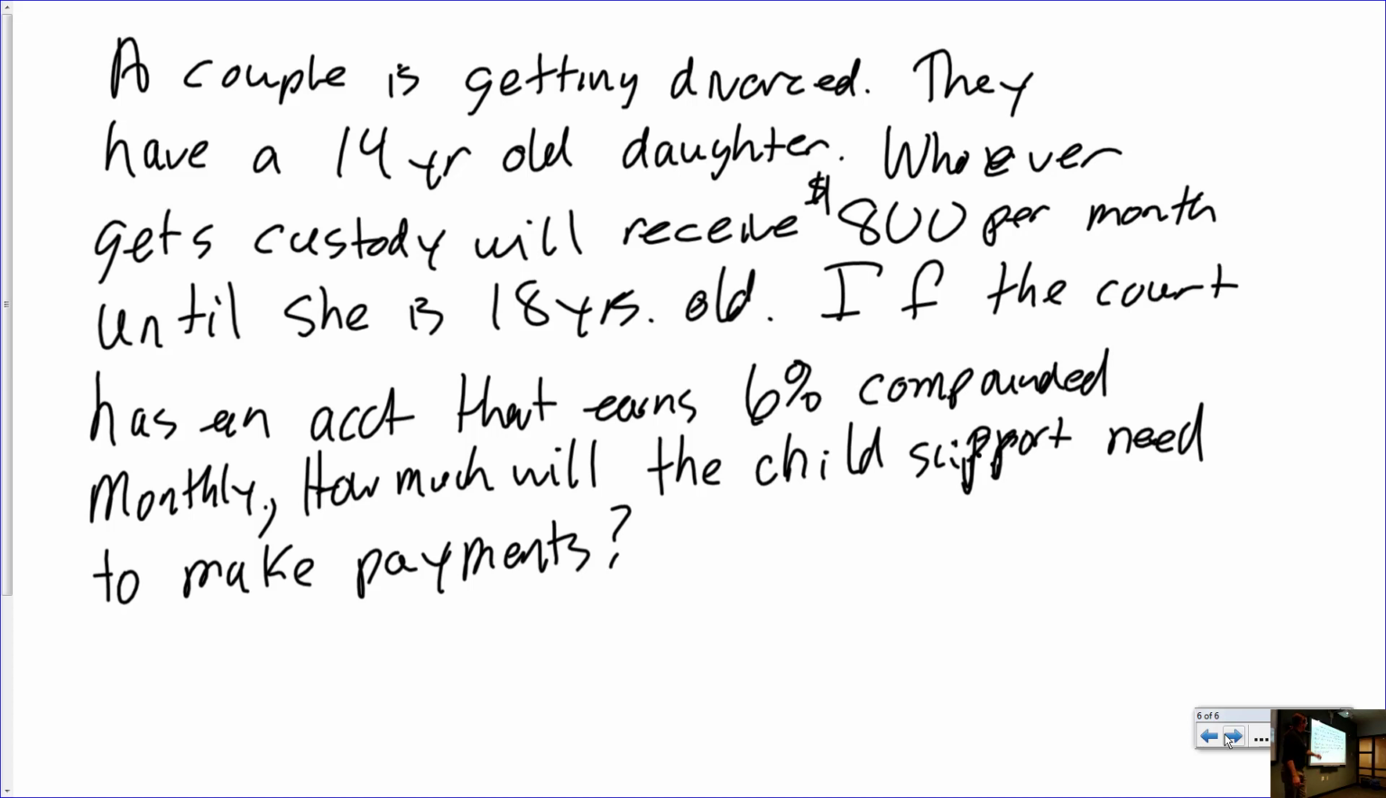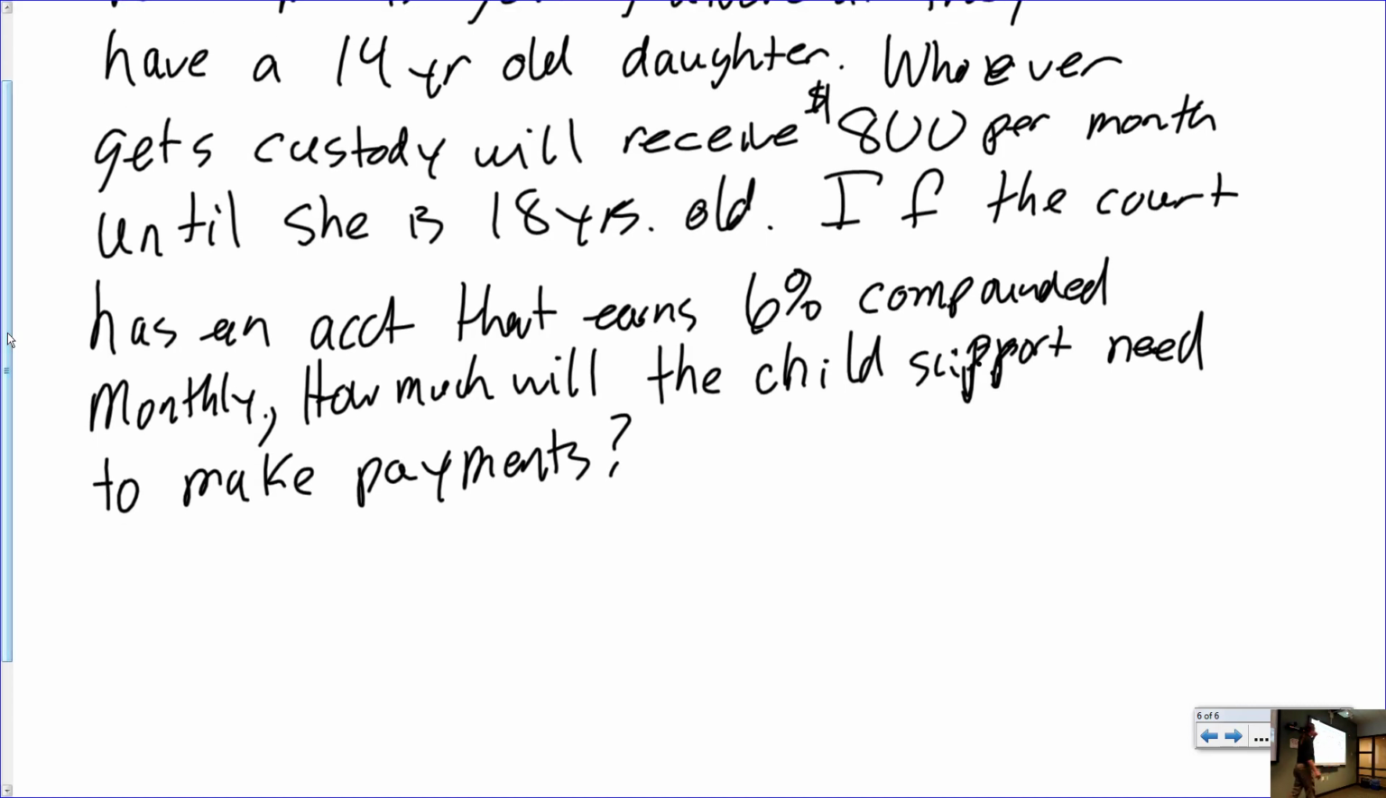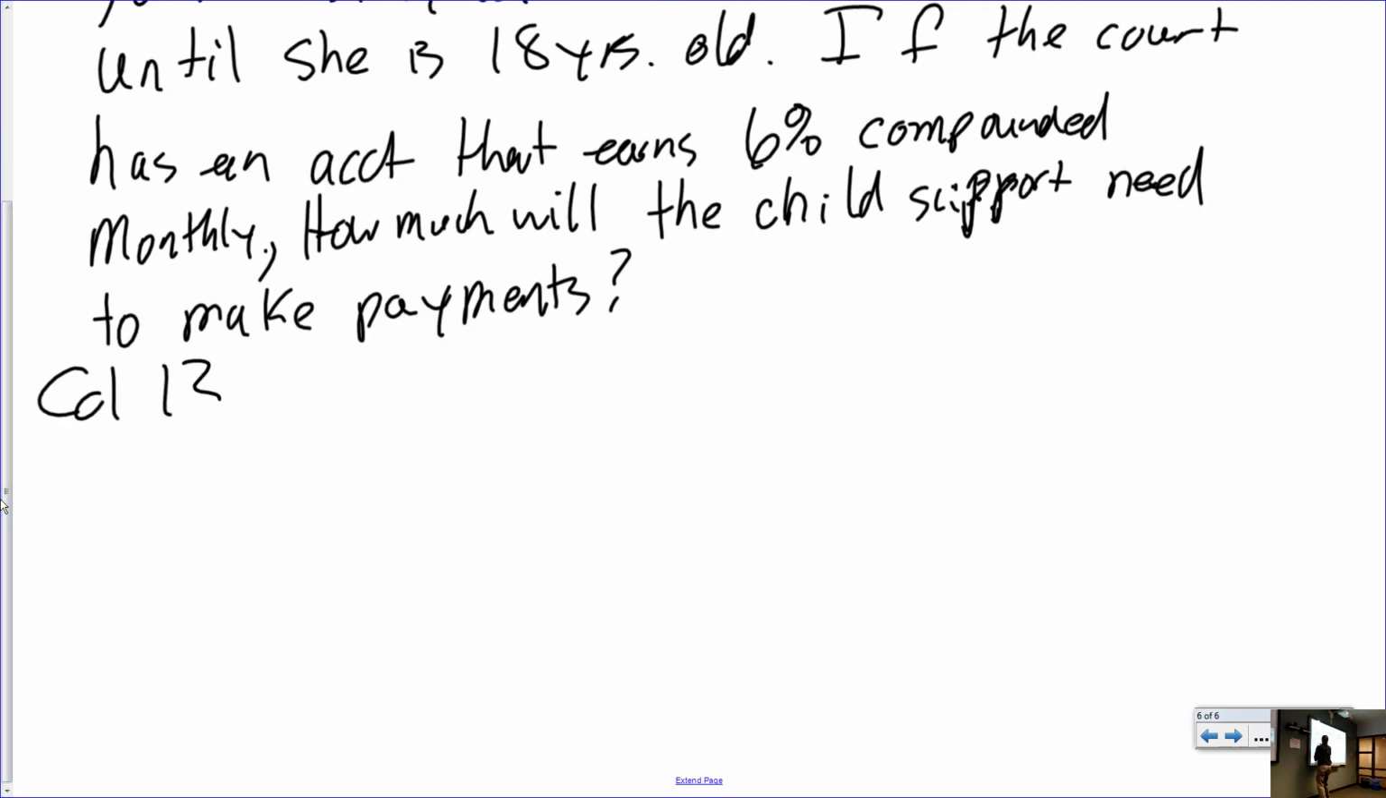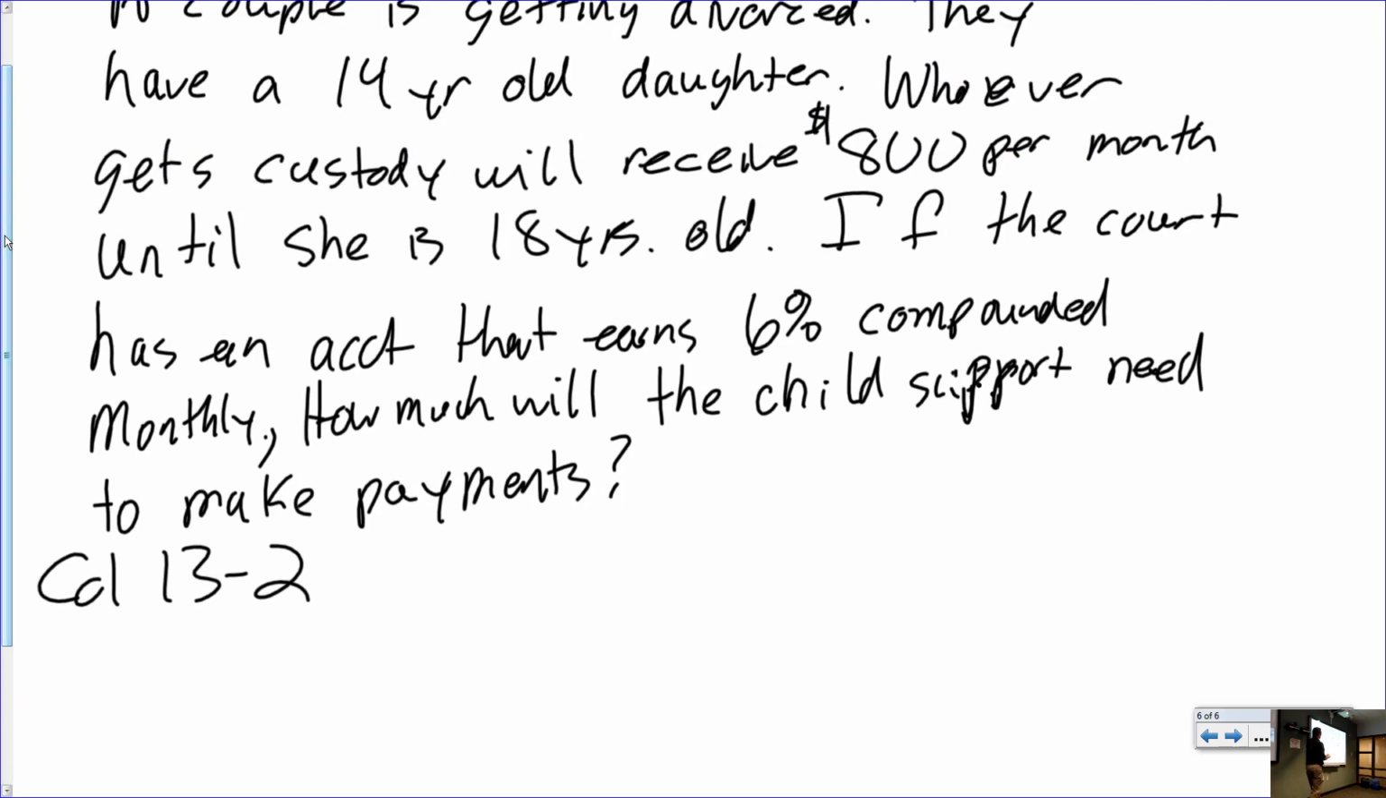So here's the question, right? How are we going to work this particular problem out? How much do they need to take off the top of the divorce settlement so that the kid's going to get their payments? So again, since someone is getting payments, that's why it's 13-2. What page am I going to go to, folks?